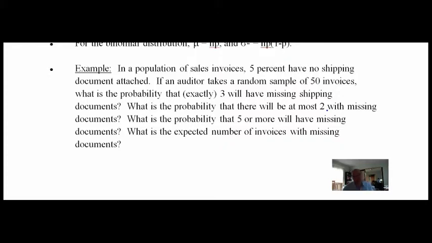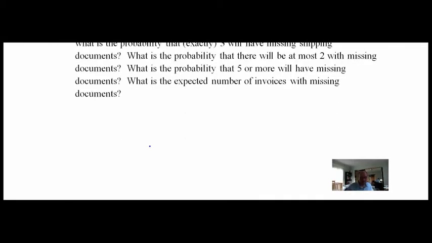What's the probability that exactly 3 will have missing shipping documents? So that's our first question. What's the probability that there will be at most 2? And what's the probability that 5 or more will have missing documents? And then finally this question, what is the expected number of invoices with missing documents? So let's just work through these one at a time.